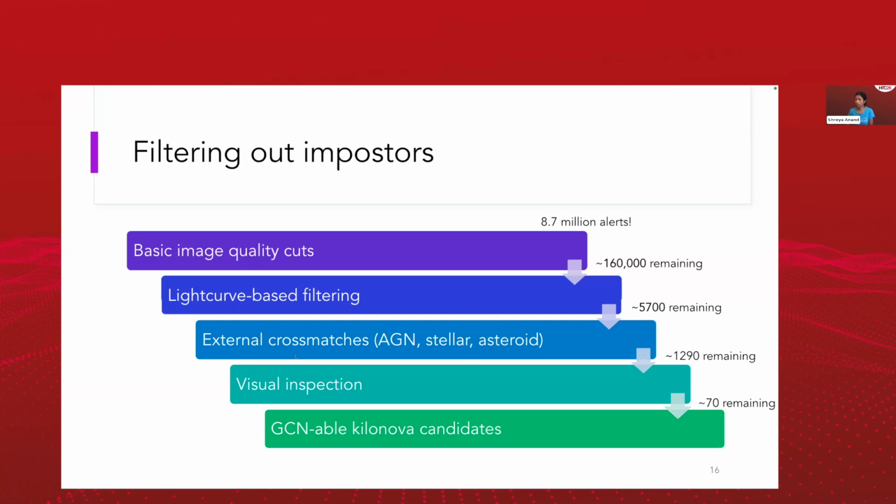Only after this step were we able to do external cross-matching, because cross-matching to external catalogs tends to be quite expensive. And once we had rejected things that look like active galactic nuclei, stellar candidates, and asteroids, we end up with 1,300 candidates that we had to visually inspect, which is not too bad, but still relatively computationally expensive. So we end up with a set of GCNable candidates that are relatively digestible and that we're able to disseminate to the community. So I see I'm running out of time a little bit.